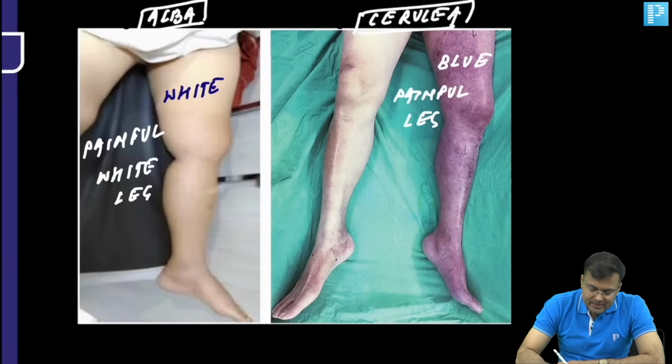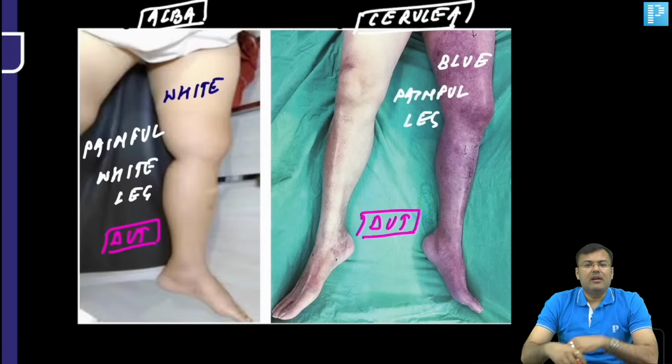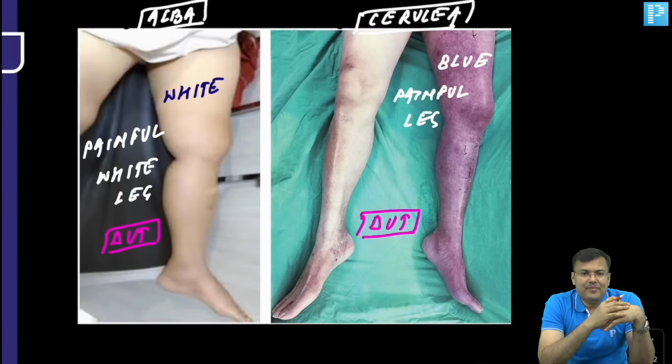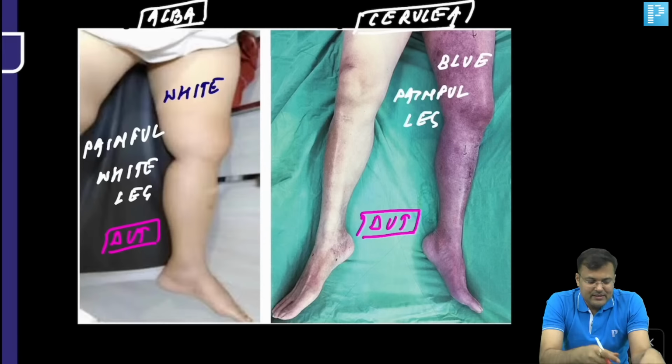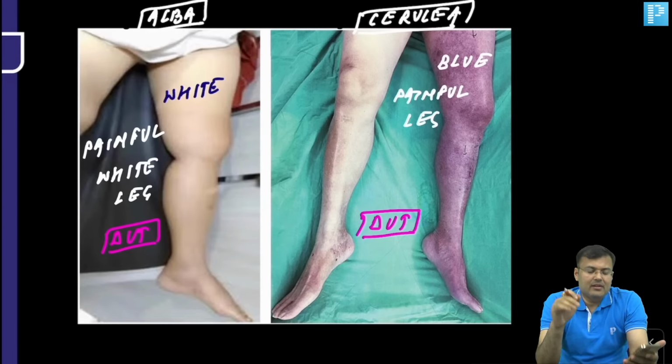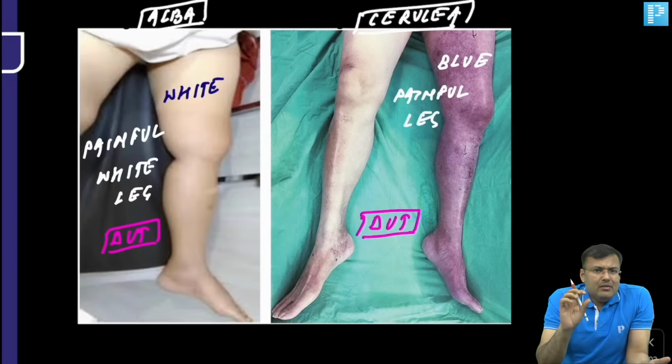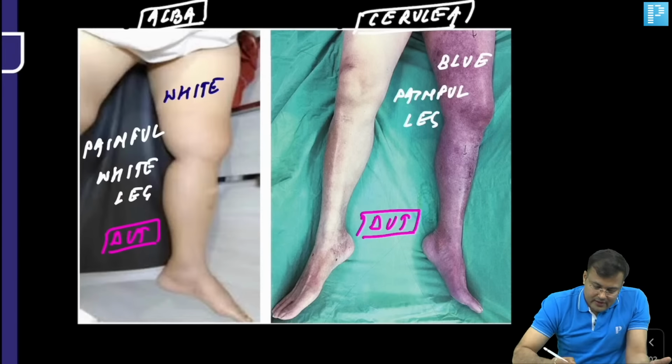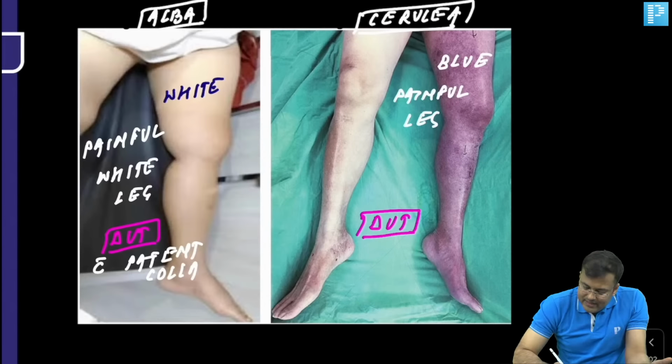One thing, both these patients are having DVT. Now, you have to tell me which patient is having patent collaterals and which patient is having obstructed collaterals. Tell me first. In white, collaterals are patent, so the blood is not stagnant, and in the second one, collaterals are obstructed. That is why deoxygenated blood is collected. So alba dolens, patent collaterals; caerulea dolens, obstructed collaterals.